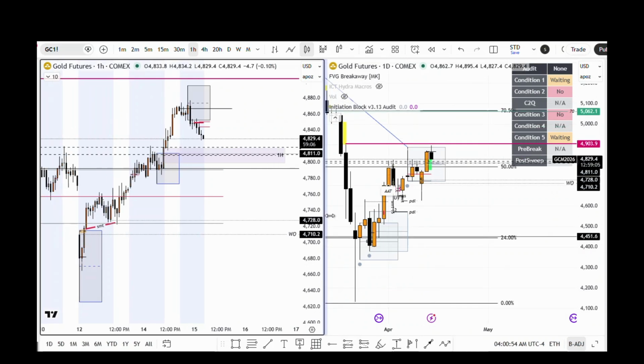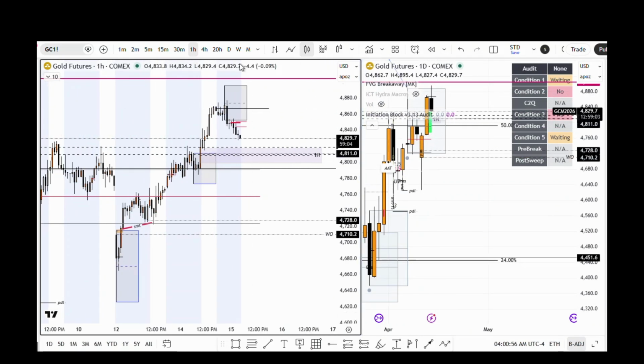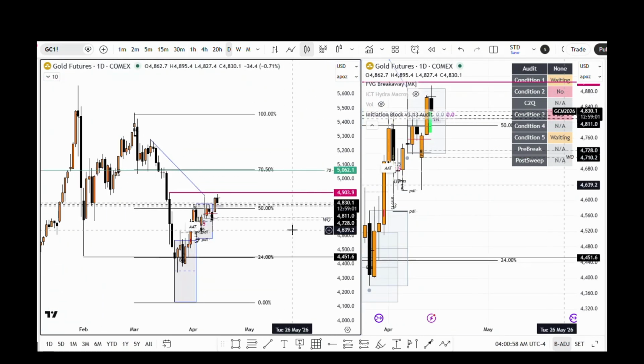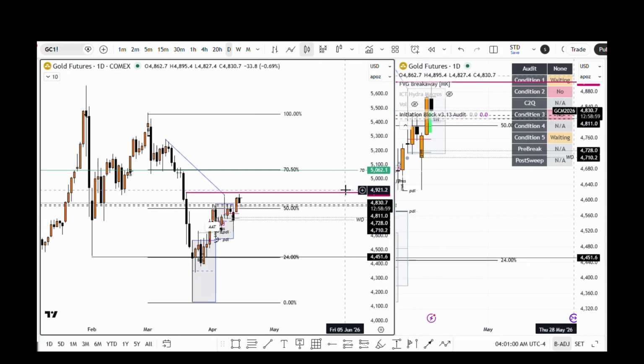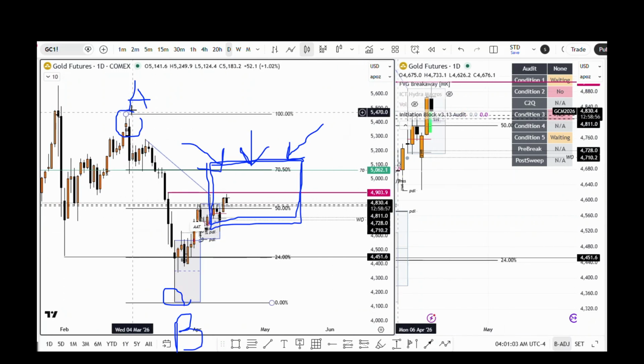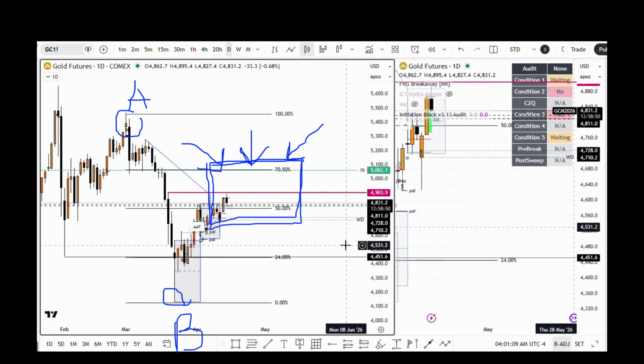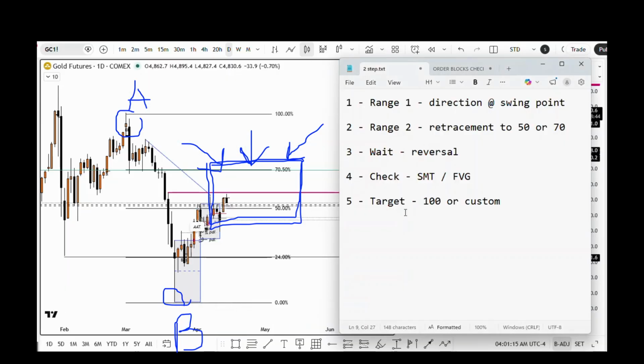This is gold. I'm going to go to my daily chart right here, and I'm going to explain something quickly. Okay, this swing here, point A, this swing here, point B. We are now in point C, right? We are in between the kill box of the 50 and the 70. So quickly run through the two-step.